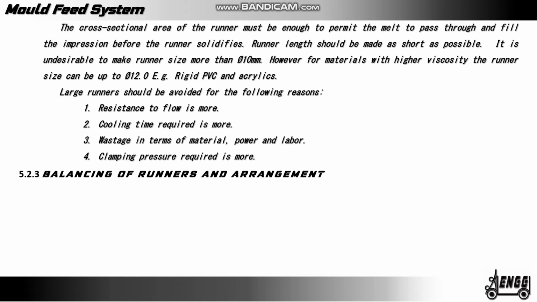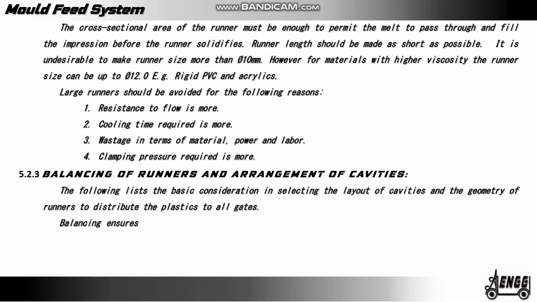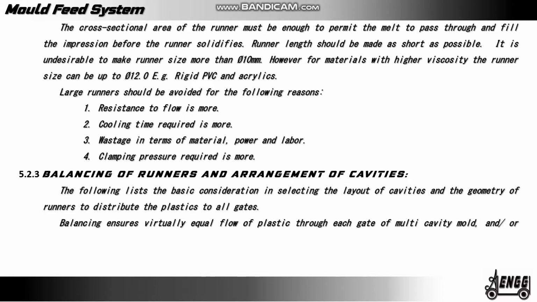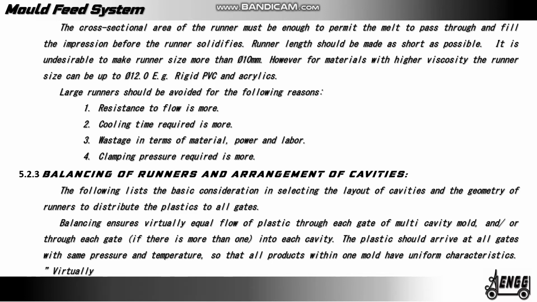Balancing of runners and arrangement of cavities. The following lists the basic considerations in selecting the layout of cavities and the geometry of runners to distribute the plastic to all gates. Balancing ensures virtually equal flow of plastic through each gate of a multi-cavity mold, and through each gate if there is more than one in each cavity. The plastic should arrive at all gates with the same pressure and temperature so that all products within one mold have uniform characteristics. Virtually equal in this situation means it should be within reasonable limits. The runner length from each gate to the center of the sprue should be the same.